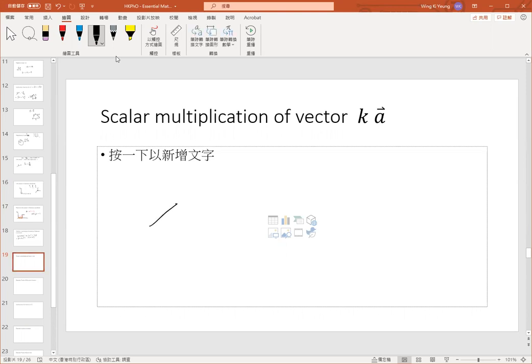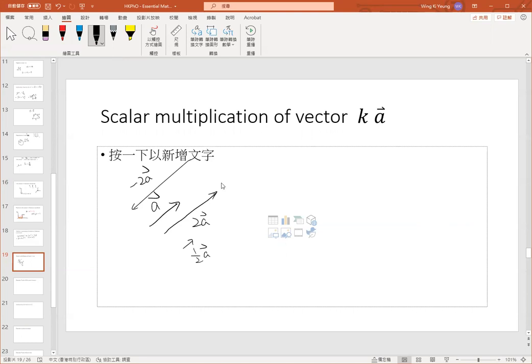So if this is a vector A, what does 2A mean? If it is 2A, it means the vector has been elongated two times. So the length of 2A is double the length of vector A. And if it is 1/2 A, the length is halved. But if it's negative, let's say negative 2A, the direction is opposite, but the length has been doubled. So that is a scalar multiplication of vector A.